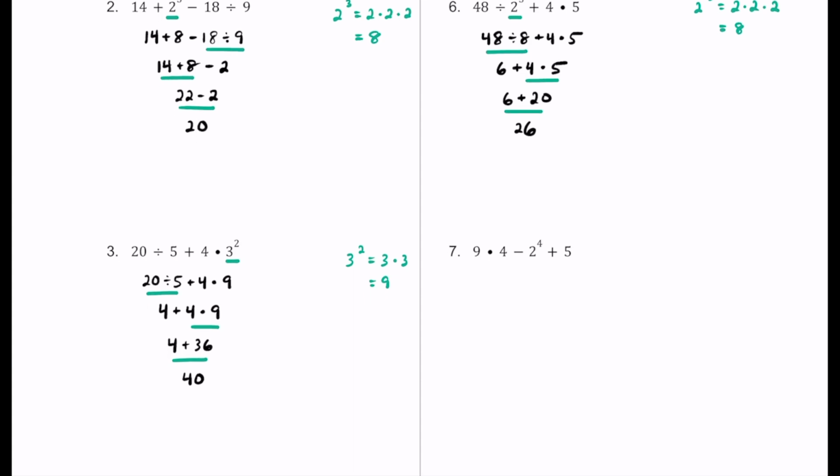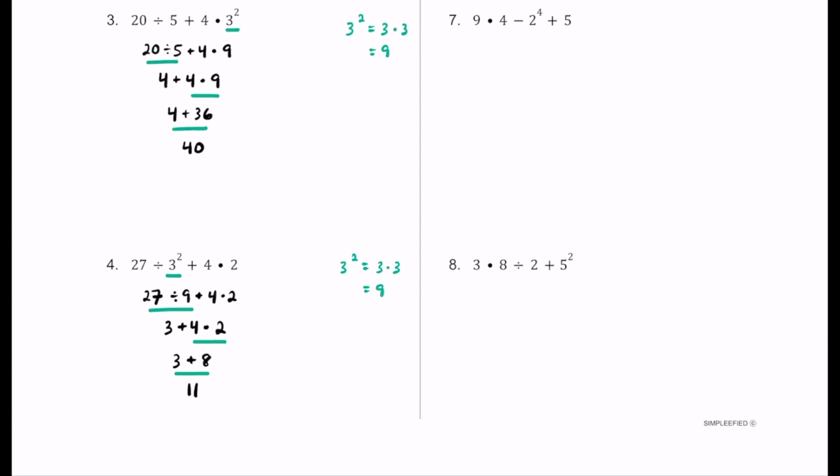For number 7, we have multiplication, subtraction, exponent and addition. As with the last few problems, we'll start with the power here. So we have 2 to the 4th power, that's equal to 2 times 2 times 2 times 2. 2 times 2 is 4, 4 times 2 is 8, 8 times 2 is 16. So let's rewrite this: 9 multiplied by 4 minus 16 plus 5.